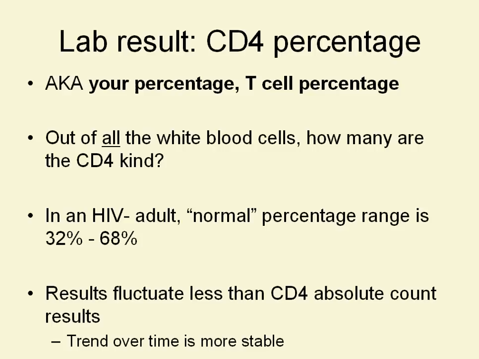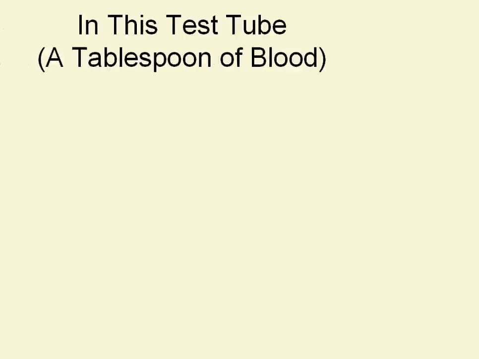And results of the percentage fluctuate less than CD4 absolute count results, the trend over time is more stable. So this is something that we look at because it's less likely to change. And if it does change, that means that the overall immune system is changing and more CD4s are being depleted.